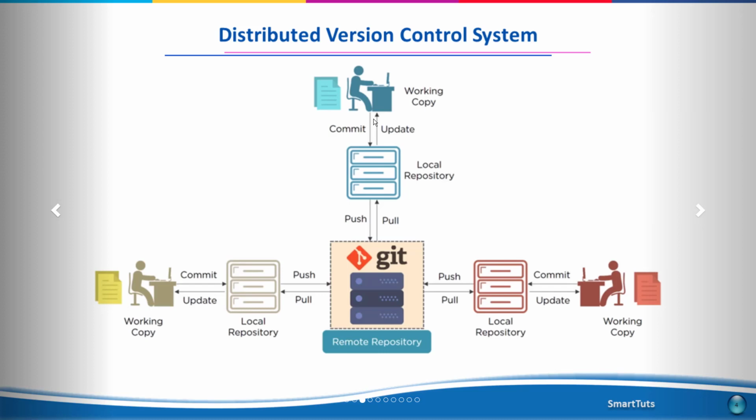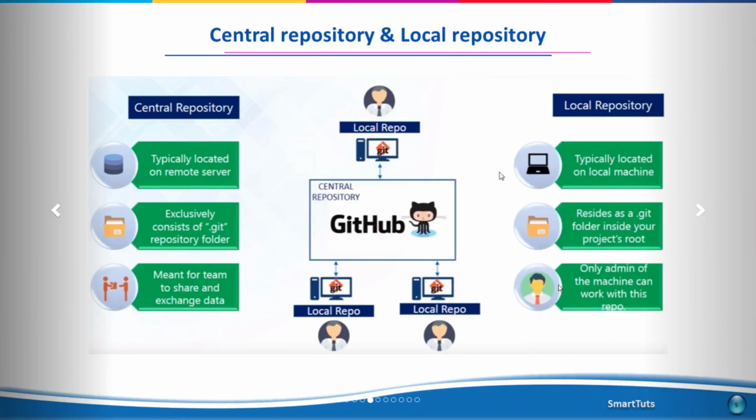The benefit is, suppose this developer has made some mistake and deleted the project. What he can do is just pull all the project files from the remote repository, that is the central repository, and then he can start his work again. It's so simple how a distributed version control system works for developers. Going to the next topic, what is a central repository and what is a remote repository?